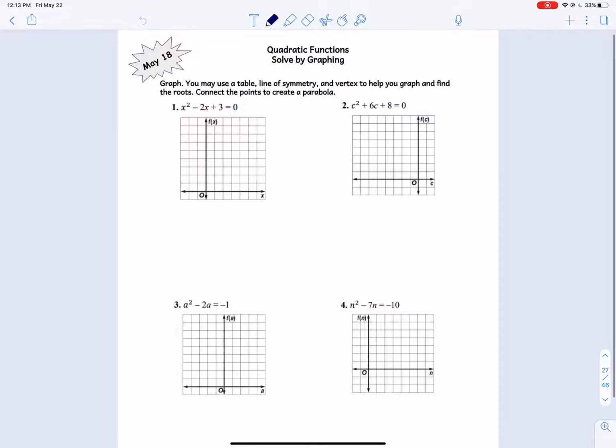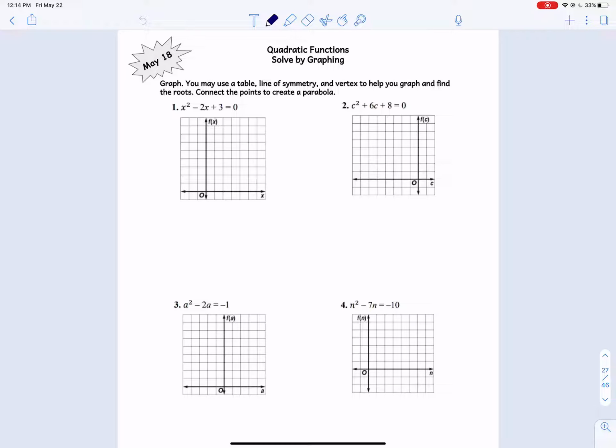So here we have graphing, and it says you can use a table, line of symmetry, and vertex. So we've done those things on the previous days, and we were able to get enough points to draw our parabola. But for these, it doesn't say which of those you have to do, so whatever works for you.